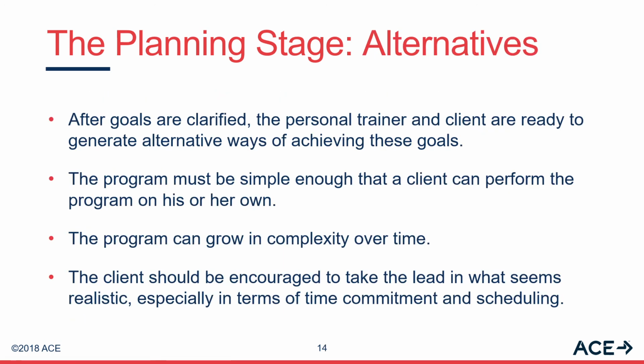All right, planning stage alternative. So after goals are clarified, the personal trainer and client are ready to generate alternate ways of achieving these goals. The program must be simple enough that the client can perform the program on his or her own. The program can grow in complexity over time. The client should be encouraged to take the lead in what seems realistic, especially in terms of time commitment and scheduling.